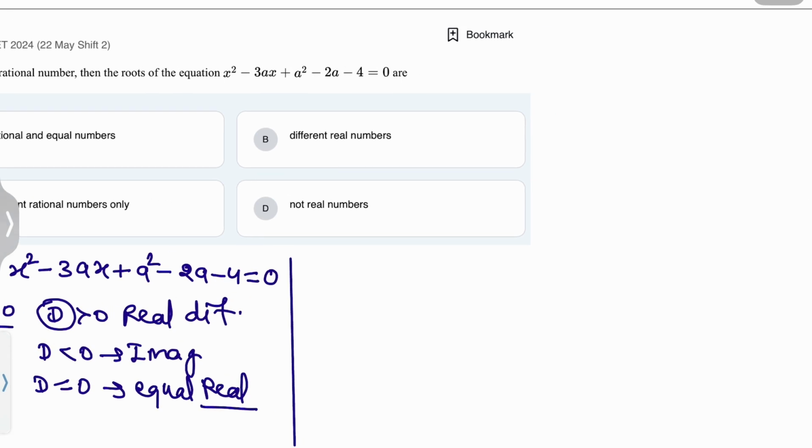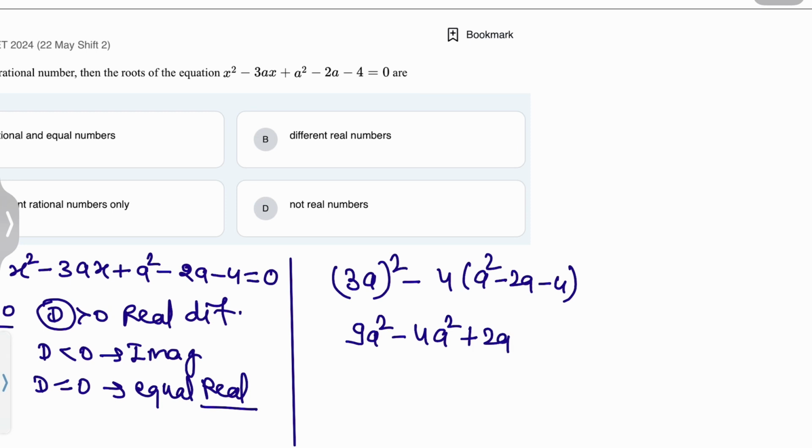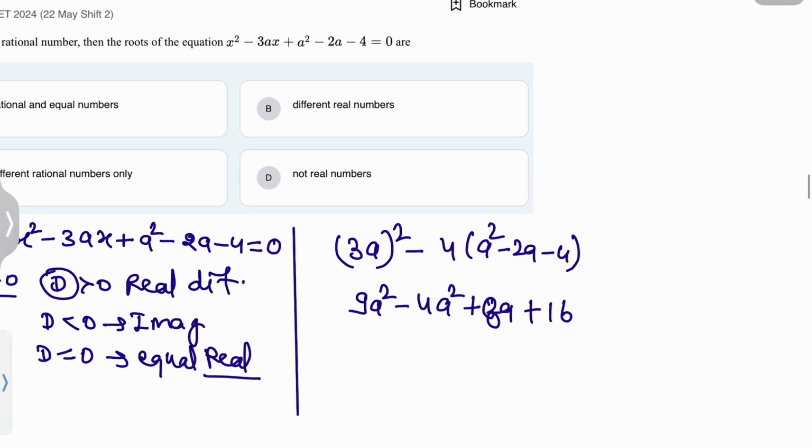According to this, d is 3a whole square minus 4 times a square minus 2a minus 4. Check that: 9a square minus 4a square plus 8a plus 16, because of multiplying. So that time it is 9a square minus 4a square, which is 5a square plus 8a plus 16. Is it positive or negative? How to check?